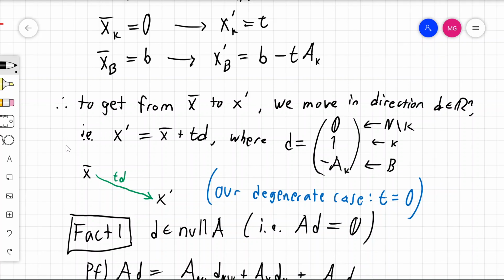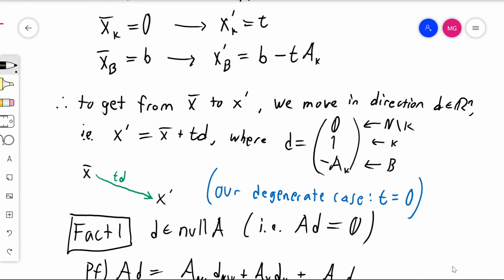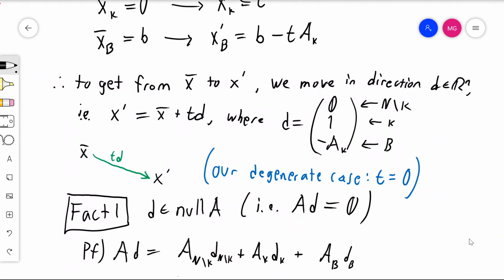Okay, and so d, like I've said, is a direction. You're going from x bar to x prime. And if you saw the previous video, you don't need to see the technical video on phase 1 to understand this video. But if you did, d is what we call a good direction there. It turns out that it is. It's not clear right out of the gate that it is here, but it is.